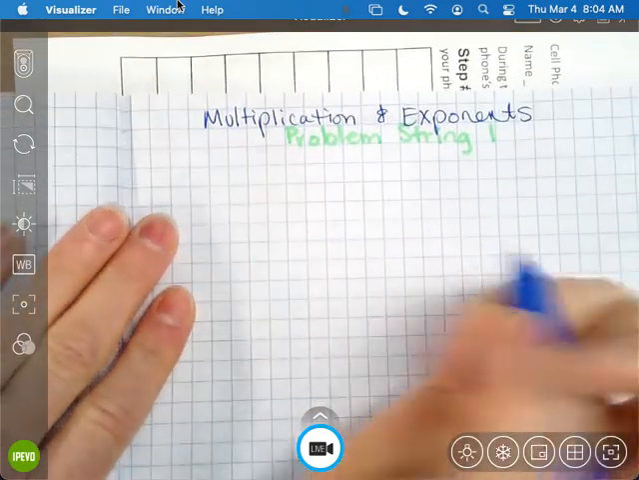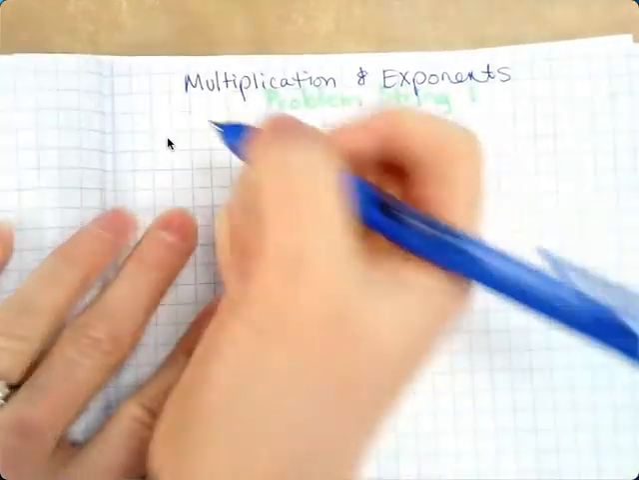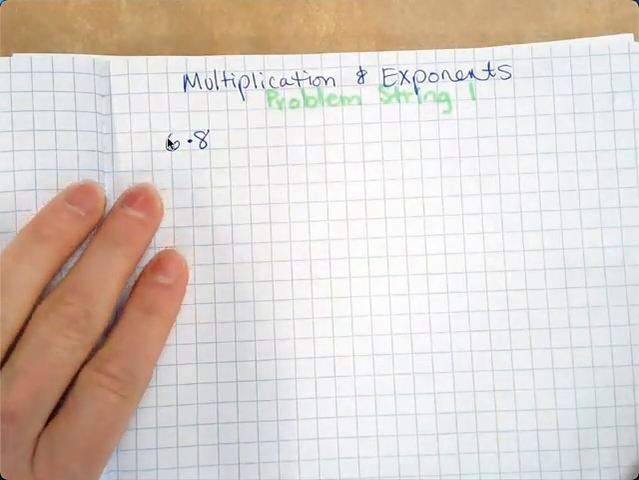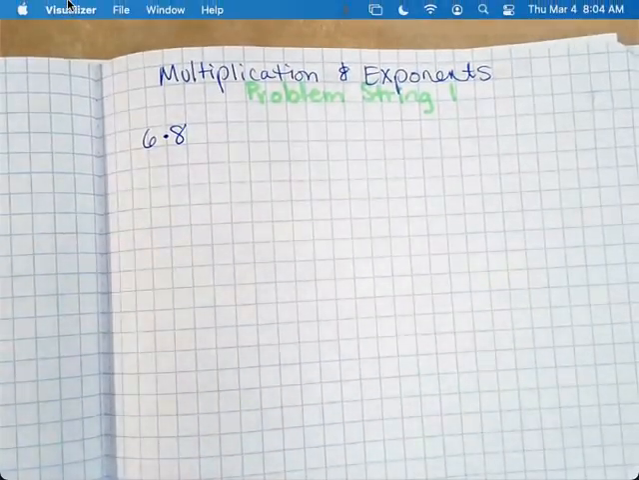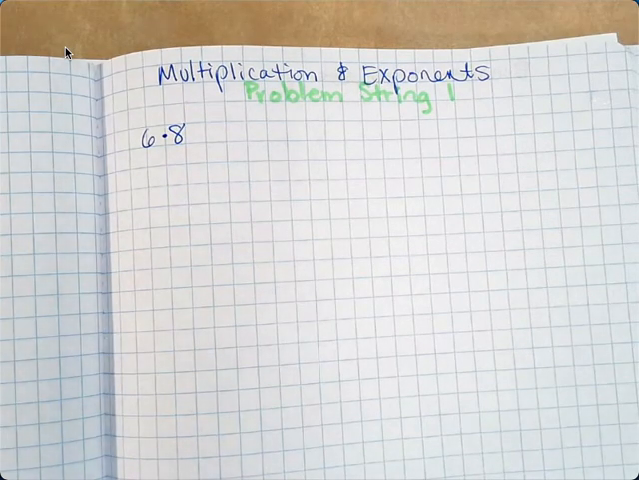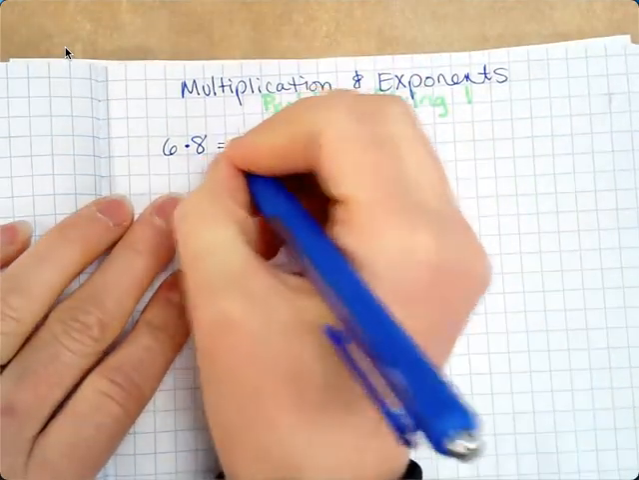All right, so the first thing we are going to talk about is just some multiplication problems. Easy peasy. 6 times 8. And for these multiplication problems, we're not using our calculator at all. Of course, we don't need to. But just a reminder, 6 times 8, 48.